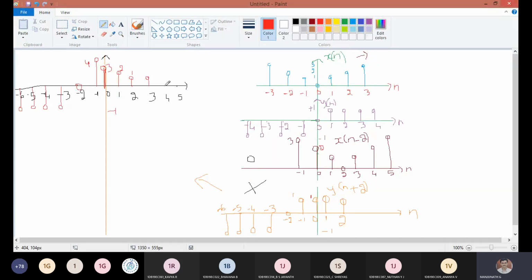This is how the addition takes place. I hope I made it clear how to do addition of x of n minus 2 and x of n plus 2. Is it okay, guys?